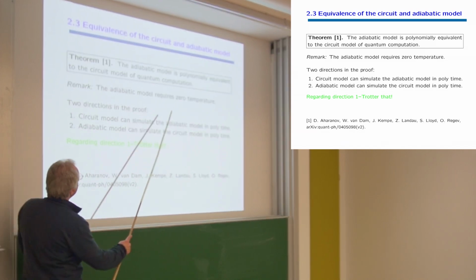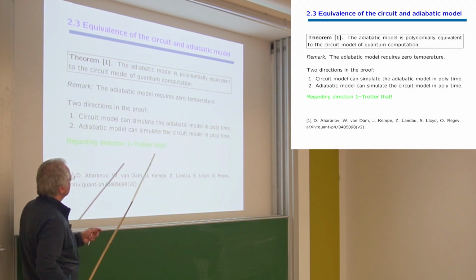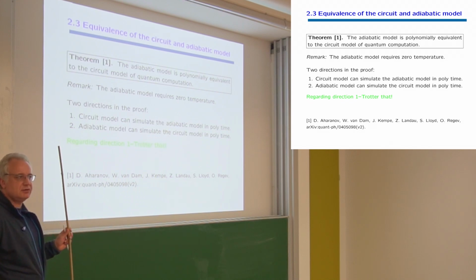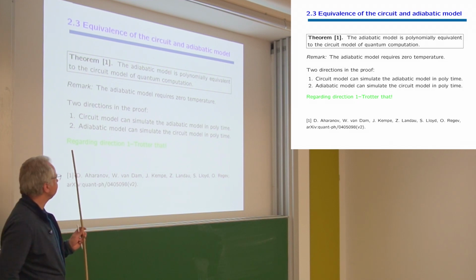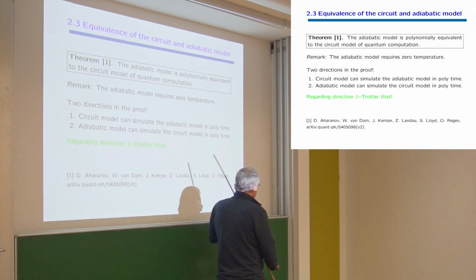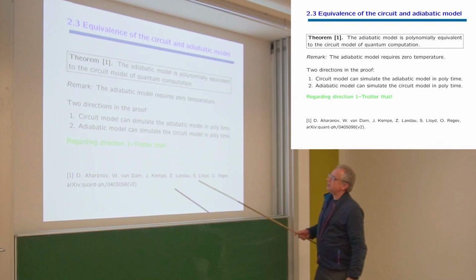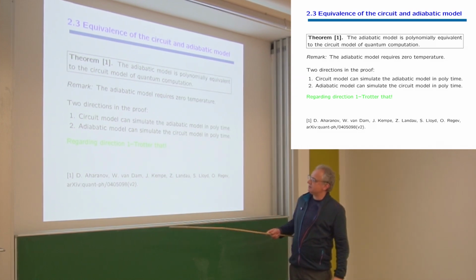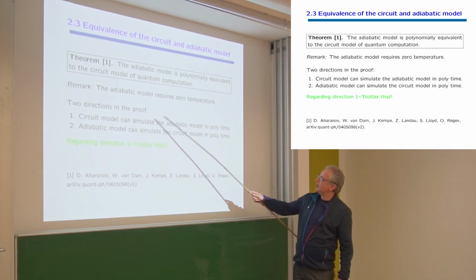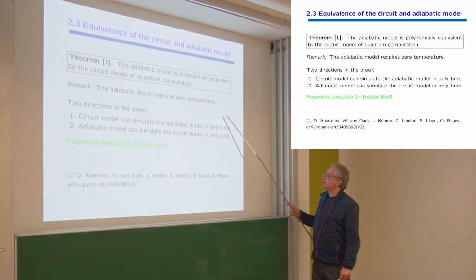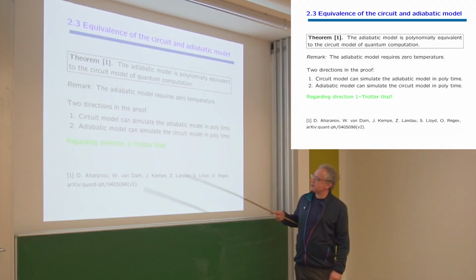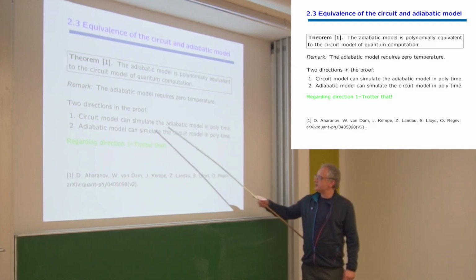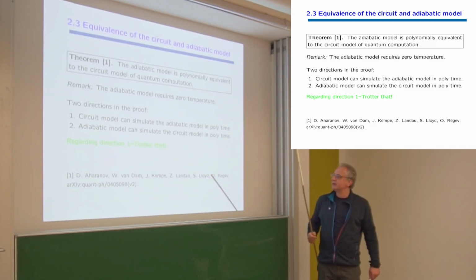So for the moment, we assume this precondition of zero temperature, but this is, of course, an idealization. Good. Okay, so, well, here's the theorem. The proof has two directions. The first direction is that the circuit model can simulate the adiabatic model in polynomial time. And the other direction is the reverse, namely that the adiabatic model can simulate the circuit model in polynomial time.